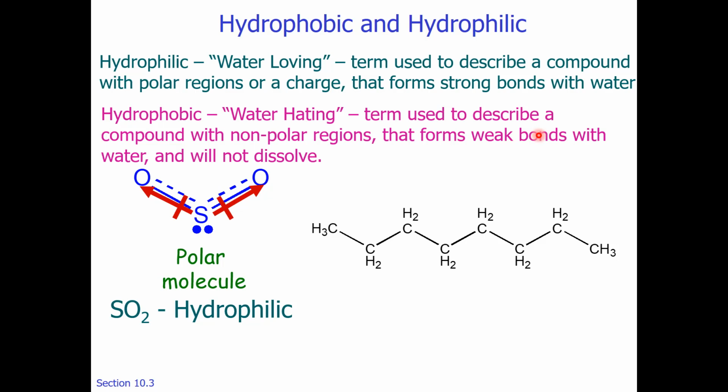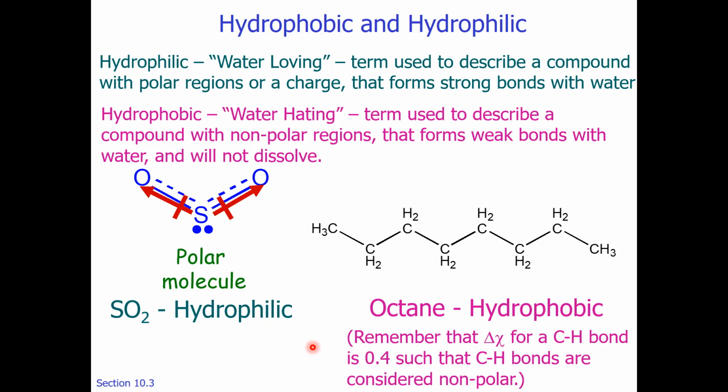Octane is a major component of gasoline, and I'm sure you know that when one of these tankers springs a leak, the octane tends to float on top of the water and not mix in. Octane, we would say, is hydrophobic. This would be because delta chi for a carbon-hydrogen bond is 0.4, such that carbon-hydrogen bonds are considered nonpolar.